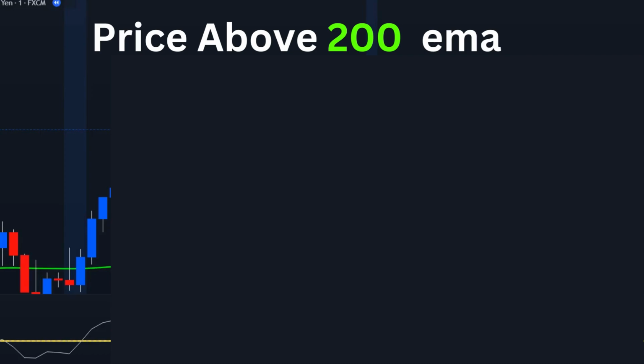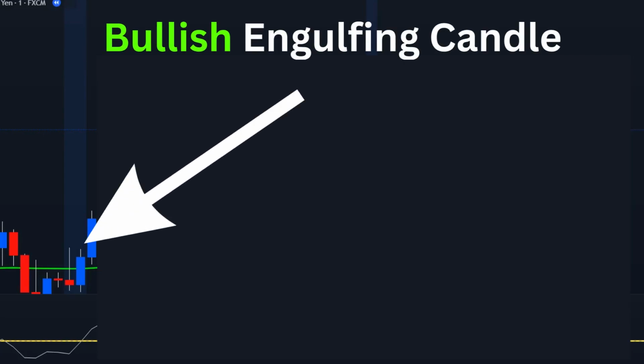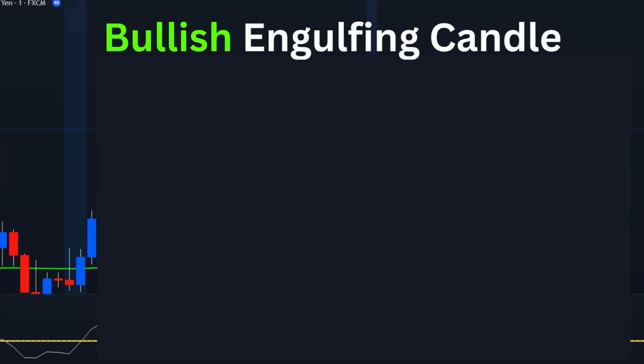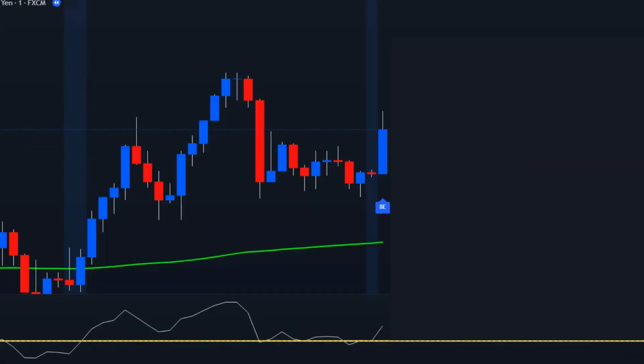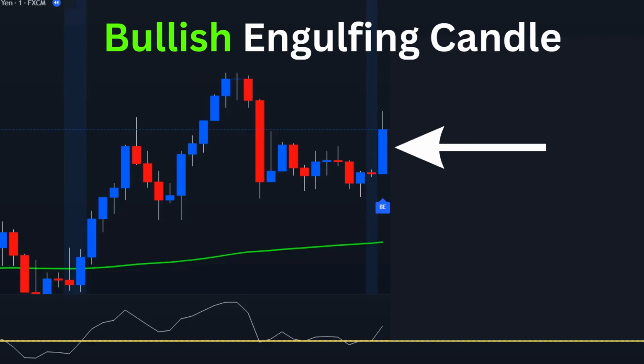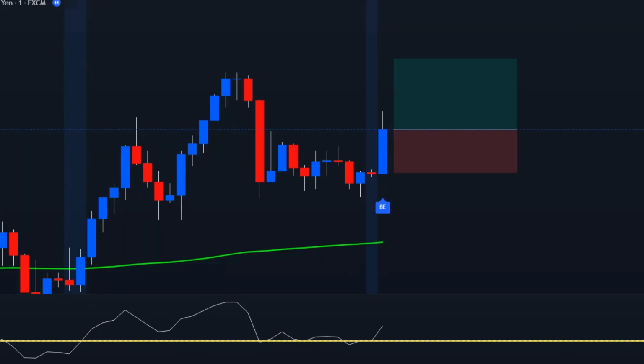In this chart, we can see that the price is above the 200 EMA, meaning that the price is on an uptrend, and so we only take signals from the bullish engulfing pattern. Next, we can actually see a bullish engulfing pattern formed. However, we can see that the RSI is still below the middle line, so you want to ignore this signal. Next, we can see that another bullish engulfing pattern has formed, but this time the RSI is already above the middle line. So, this is our entry signal, and you want to take a buy position here.